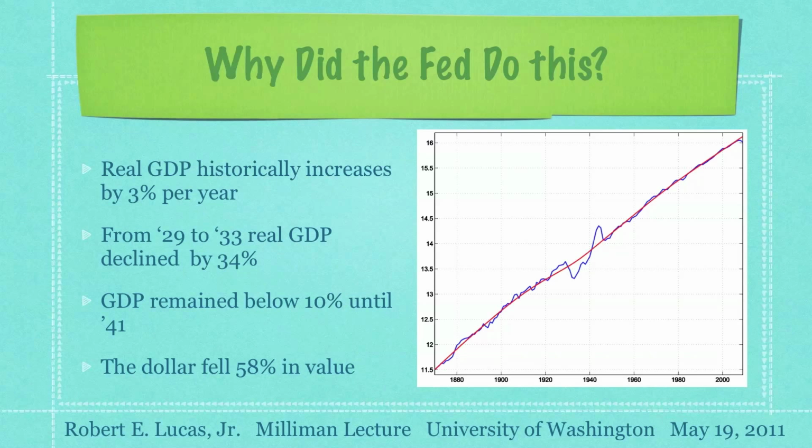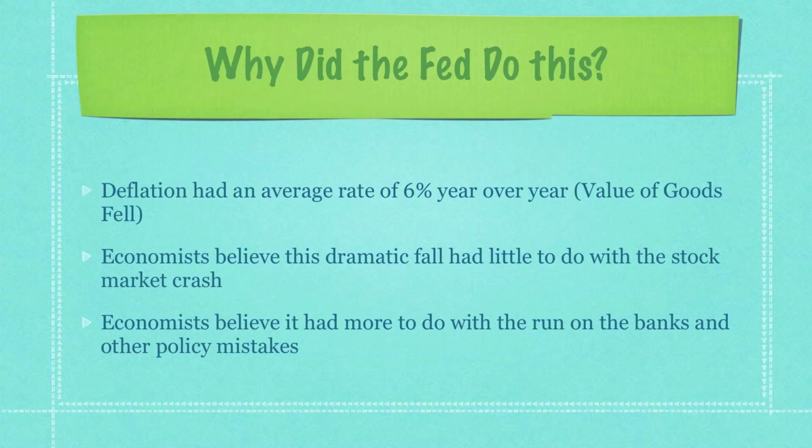However, after the Depression from 29 to 33, real GDP actually declined 34%, as you can see in the chart on the right. GDP remained below 10% until 1941, and during this period of time, the dollar lost 58% of its total value. Again, I'm talking about the Depression here. Deflation fell on an average of 6% year over year. That's the value of total goods fell 6% year over year during the Depression.